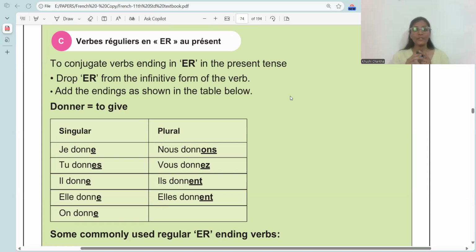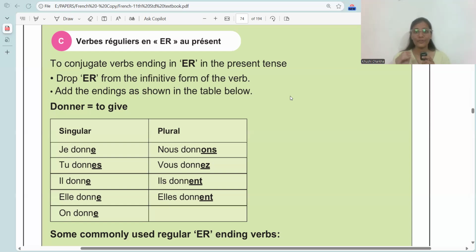This video is relevant for anyone who's learning French. The text which you can see on the screen is from the HSC 11th standard textbook Rencontre, lesson number 3, grammar. Now moving on to the topic. As the name suggests, we are going to learn today ER ending verbs in French. Firstly, there are three categories of verbs in French: ER ending, IR ending, and RE ending.